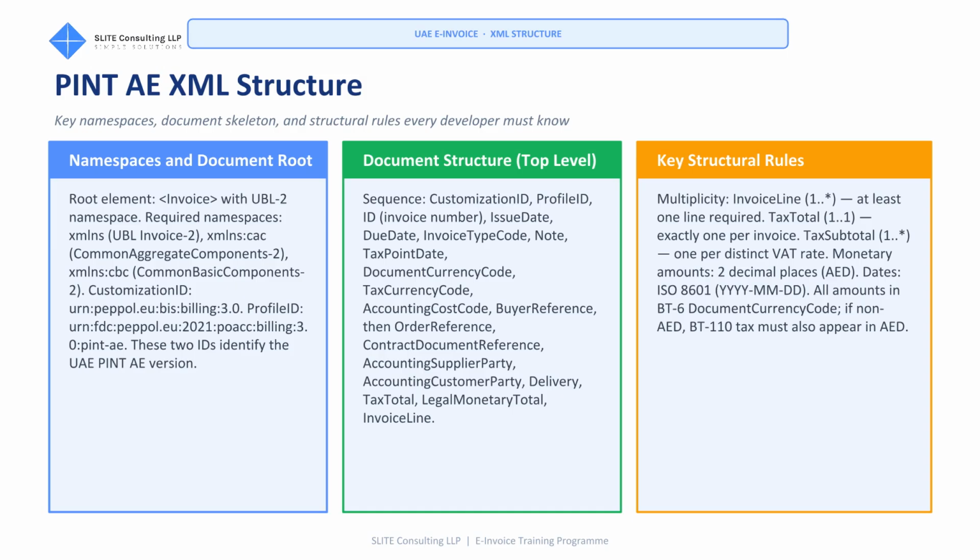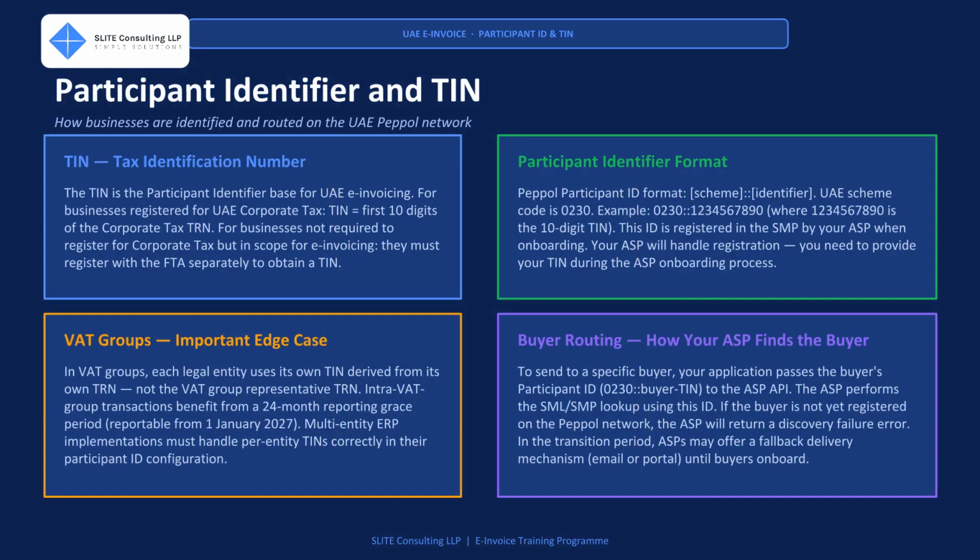Up next, the identifier that routes everything. The TIN, tax identification number, is the routing key for the entire network. For corporate tax registrants, it's the first 10 digits of your corporate tax TRN. Businesses not required to register for corporate tax, but in scope for e-invoicing register separately with the FTA to obtain one. The PEPPOL participant identifier format is scheme:identifier.